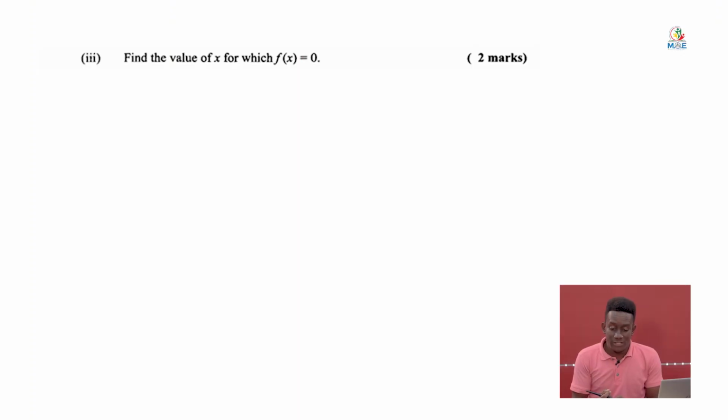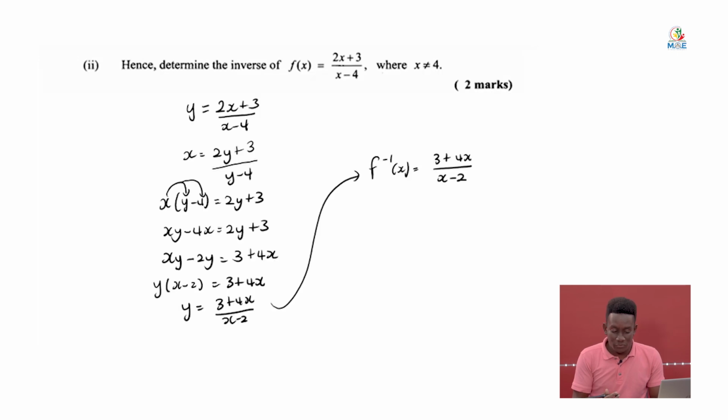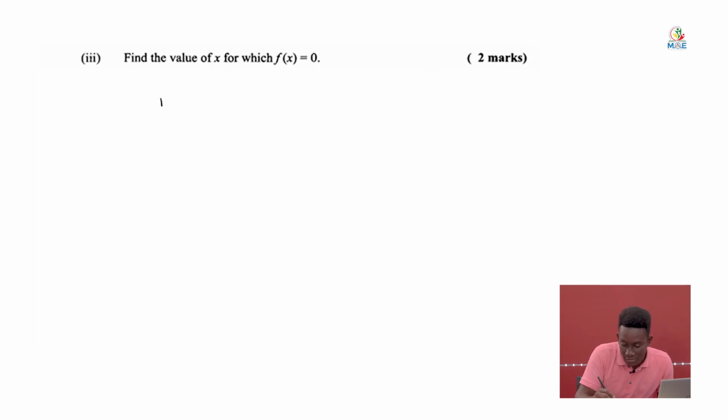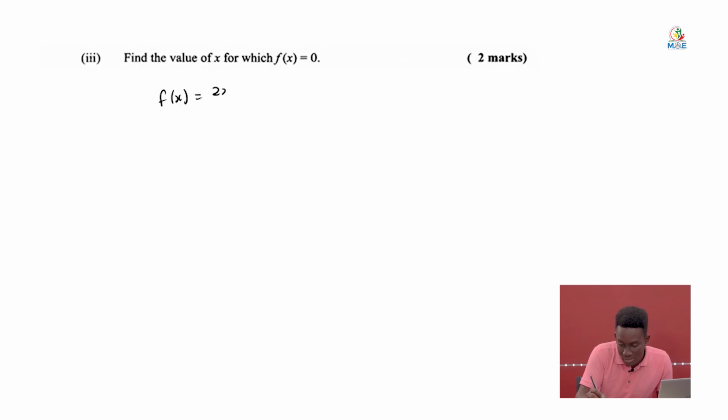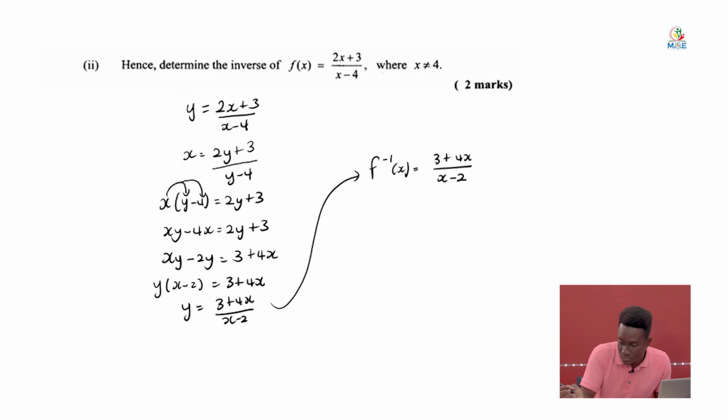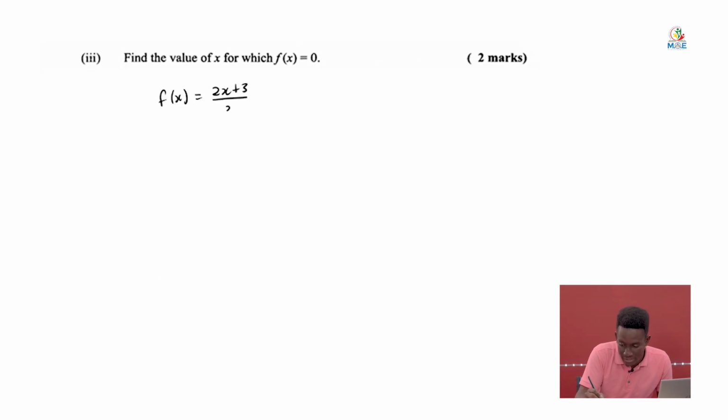And the last question says, find the value of x for which f of x is equal to 0. So let me write back the function. So we have f of x is equal to 2x plus 3, all divided by x minus 4. So they want us to find the value of x for which f of x is equal to 0. So instead of writing back f of x, we'll say 0 is equal to 2x plus 3 all divided by x minus 4.